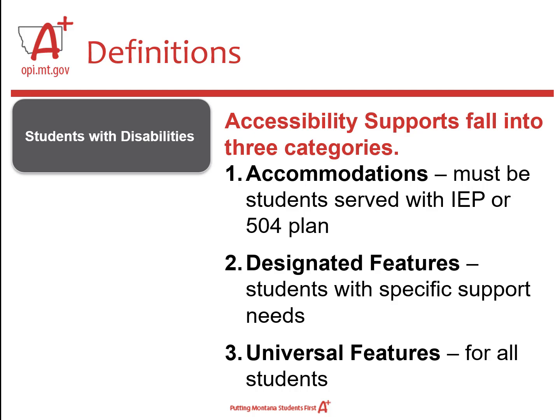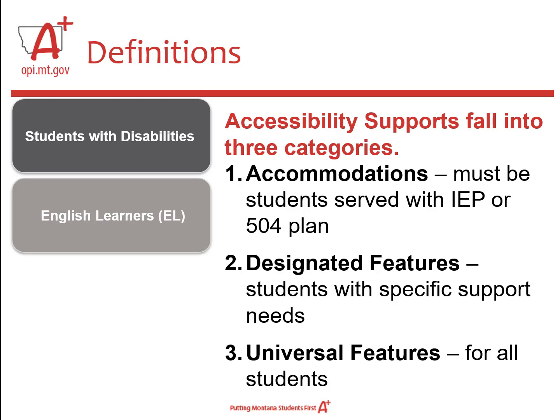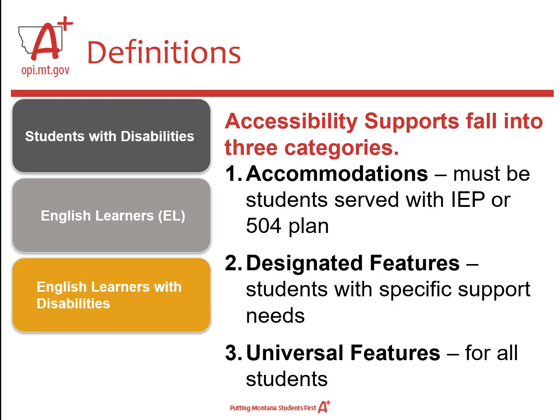Students with disabilities are students who are eligible to receive services identified through the Individuals with Disabilities Education Act, IDEA, or Section 504 of the Rehabilitation Act. English learners are students whose native language is a language other than English and has had a significant impact on the student's level of English language proficiency. English learners with disabilities are students who are English learners as defined above and are also eligible to receive services through IDEA or Section 504 of the Rehabilitation Act.